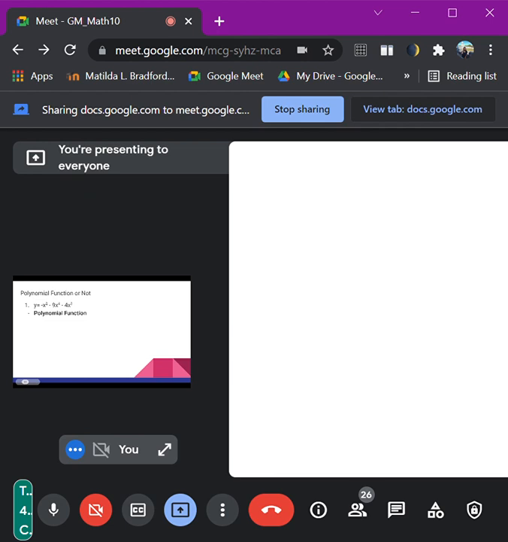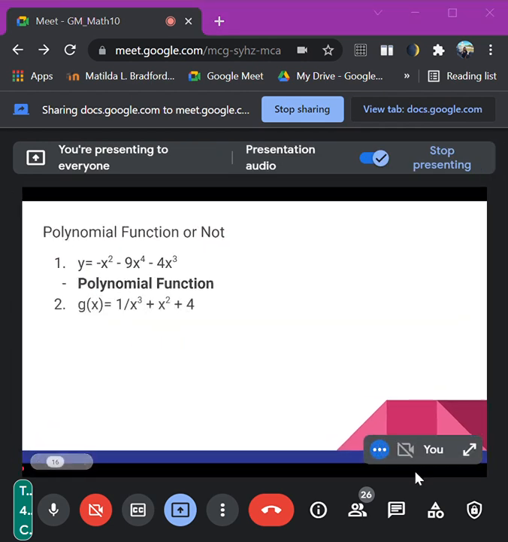So, the correct answer there is polynomial function. Very good. Now, this time, let's go to number 2. We have there 1 over x cubed plus x squared plus 4.